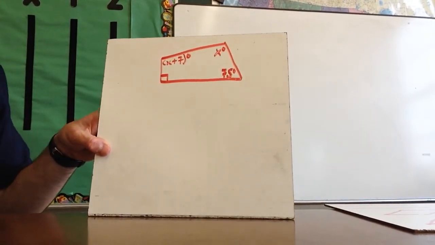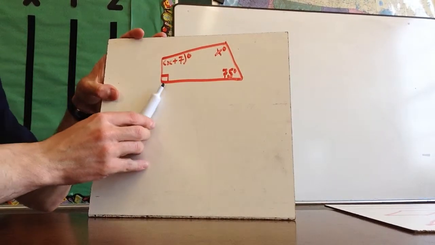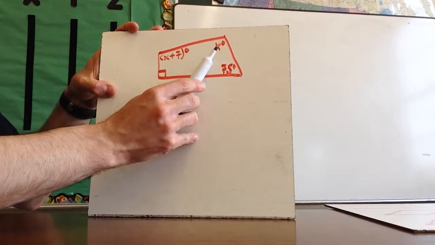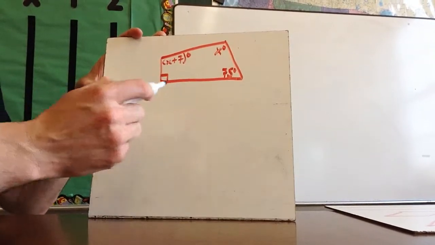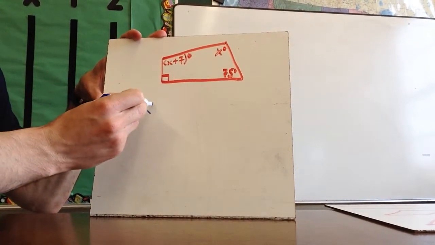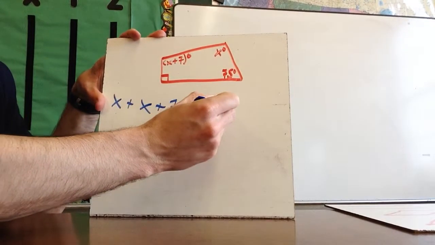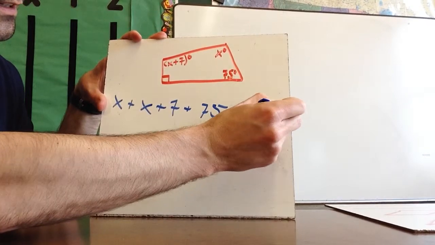If you take a look at this problem, this quadrilateral, we know that this is a right angle. This is 75 degrees. This angle we're calling x degrees, and then this is x plus 7, so it's a little bit larger than this one. And so we know that x plus 7 plus 75 plus 90 equals 360.